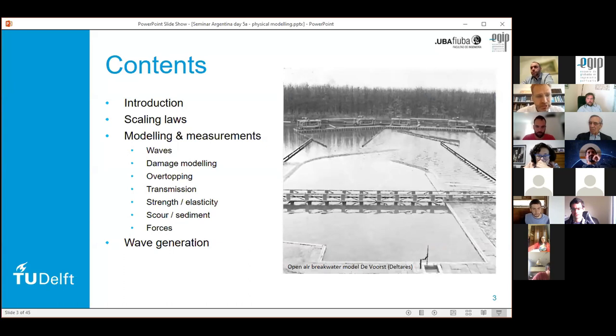So they started out in the polder in the north of the country, and they had this very big open air facilities. And here you can see that they made an entire harbor. So here we can see the port layout, and the wave penetration into the port was modeled with nice regular waves that was made here.